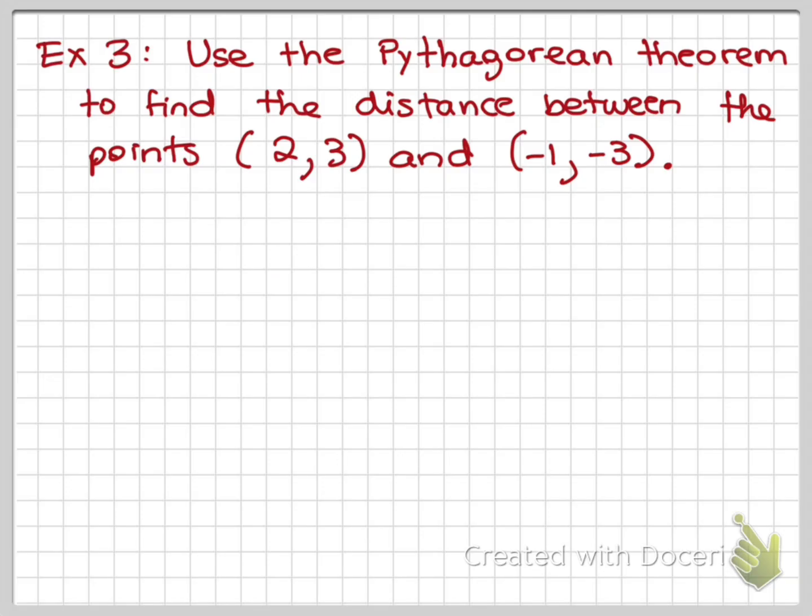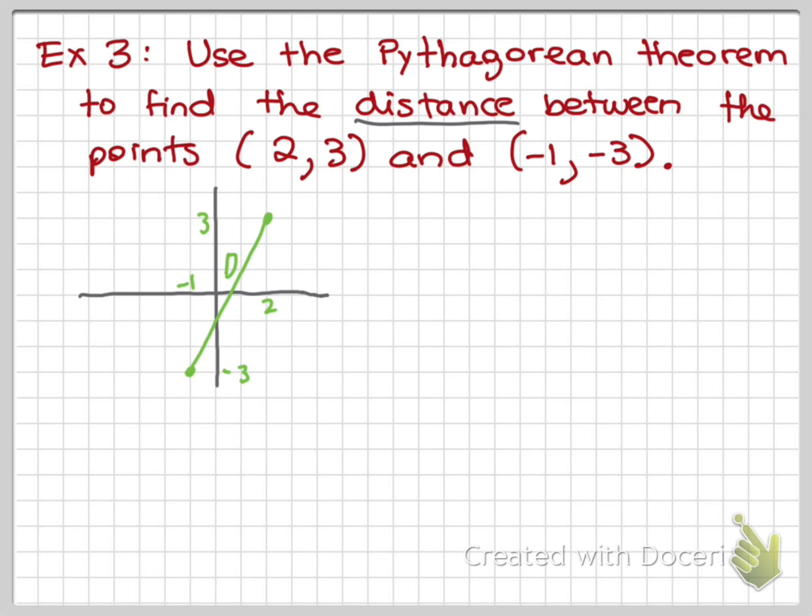Now, in example 3, what they asked is that we use the Pythagorean theorem to find the distance between 2 points. So the first thing we have to do is graph. And we're going to graph the point (2, 3), which is here. And then we also are going to graph (-1, -3), which is here. Once I graph both points, we're going to connect them. And that is the distance. That's what we want to find.